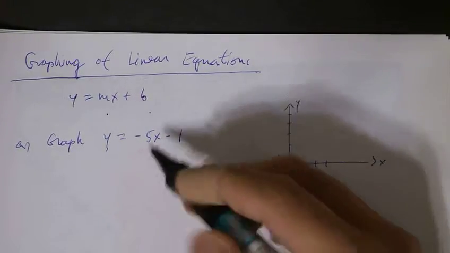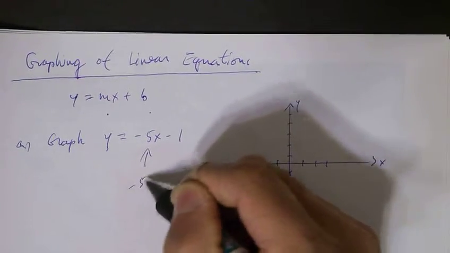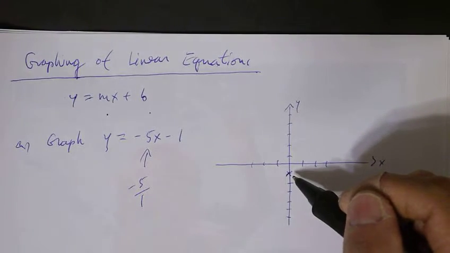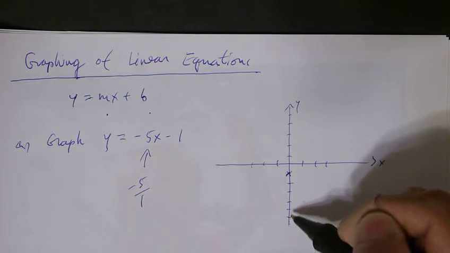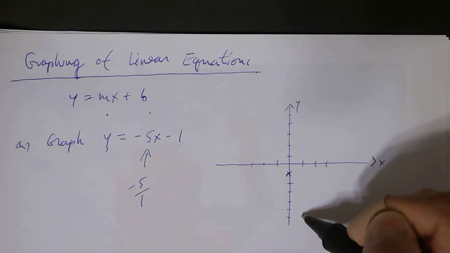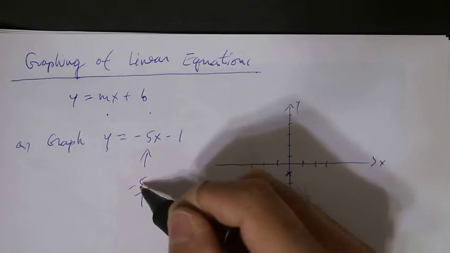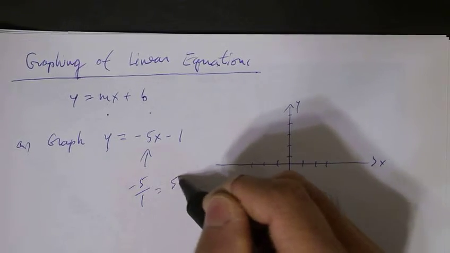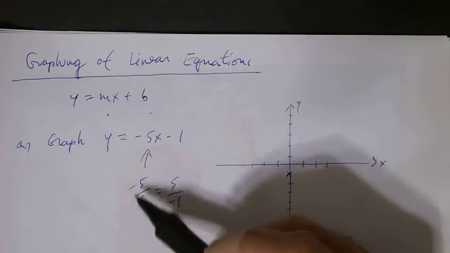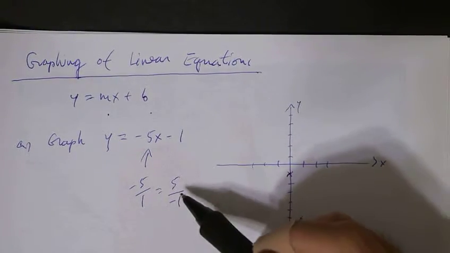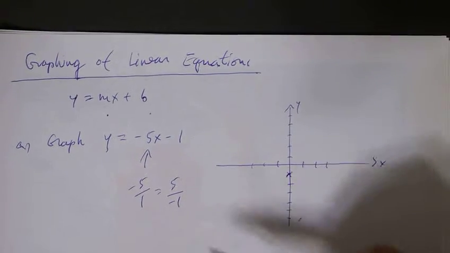And the minus 5 means minus 5 over 1. So I may go down 5 units from the y-intercept, 1, 2, 3, 4, 5, and move to the right by 1. And minus 5 over 1 is the same as 5 over minus 1. A lot of developmental students are not used to this notation. It's interchangeable. Minus 5 over 1 is the same as 5 over minus 1. So be aware of that.